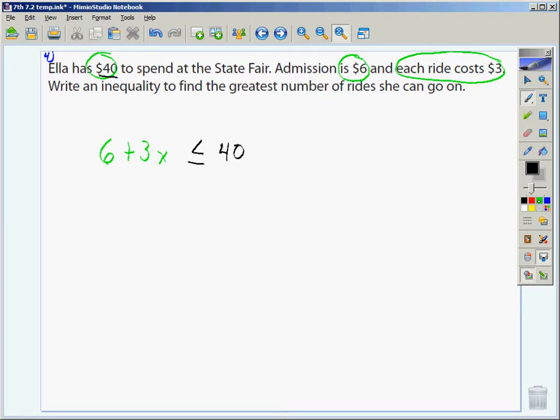And now we're going to solve the inequality. I'm going to get this variable by itself. How do I get rid of the 6 that's out in front? Subtract it.